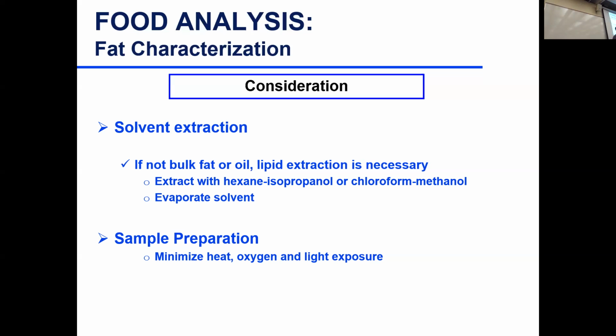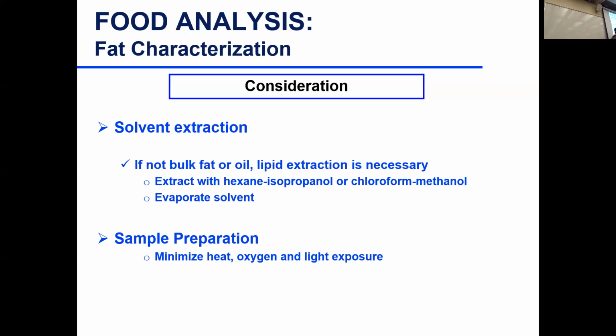But if we're looking at lipid oxidation, let's say in a flour or in another food product that is high in fat, we need to extract the fat first. That's the first step you need to do to determine the status of the fat or oil in your sample. So we use solvent extraction and then evaporate the solvent, and then you have your oil or fat from the food that you can determine the characteristics of. Mostly we extract it to look at degree of oxidation.